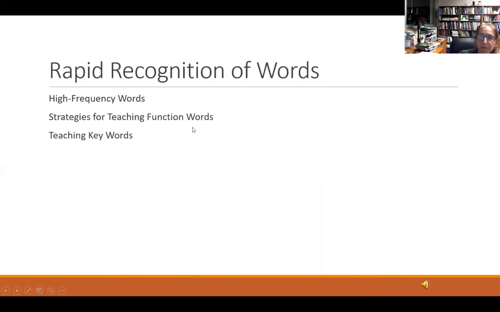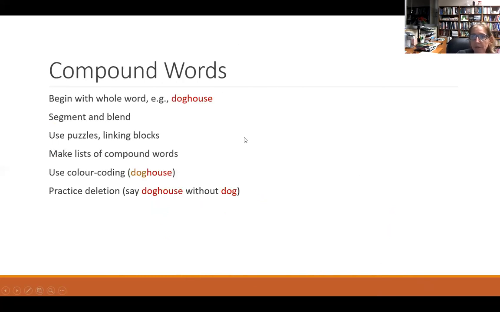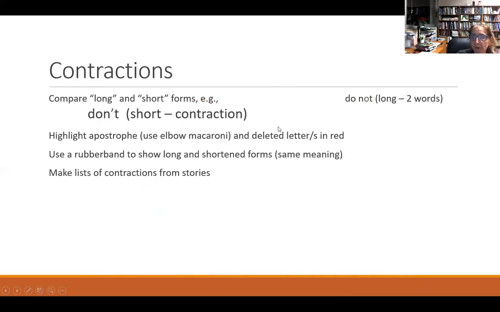Rapid word recognition. Fluency is important for comprehension. If they spend too much of their attention trying to figure out what words mean and how to pronounce words, by the time they get to the end, they've lost any sense of comprehensibility in the text. Compound words, these are what you can do for compound words. Contractions, activities you can do, and that takes us through that one.